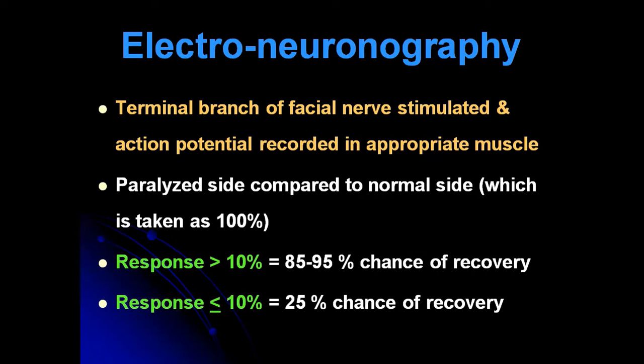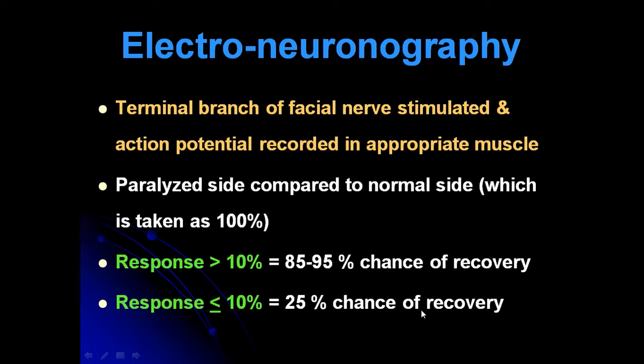As you should know, electro-neuronography is evoked myography. Whether it is functioning or not, you check with evoked myography. The nerve is there, you are testing the nerve. Electromyography is where you are testing the muscle directly. Whether it is stimulating or not, you could see. The paralyzed side is compared to the normal side, which is taken as 100%. If the response is greater than 10%, the chances for recovery are there. If the response is less than 10%, there is a 25% chance of recovery.